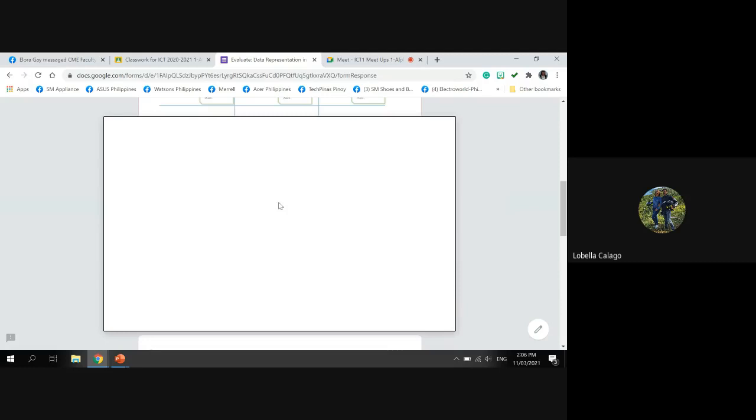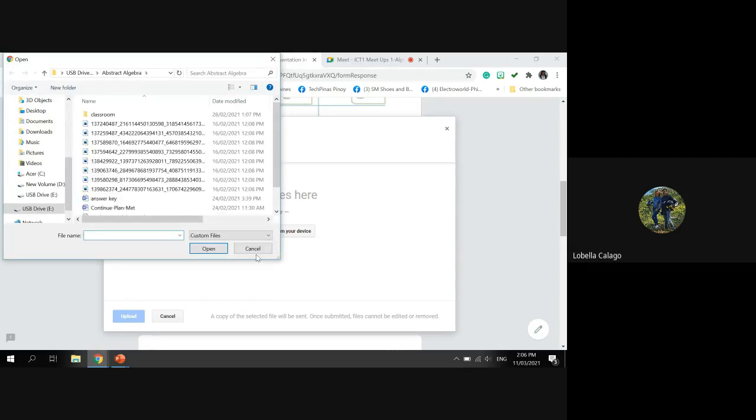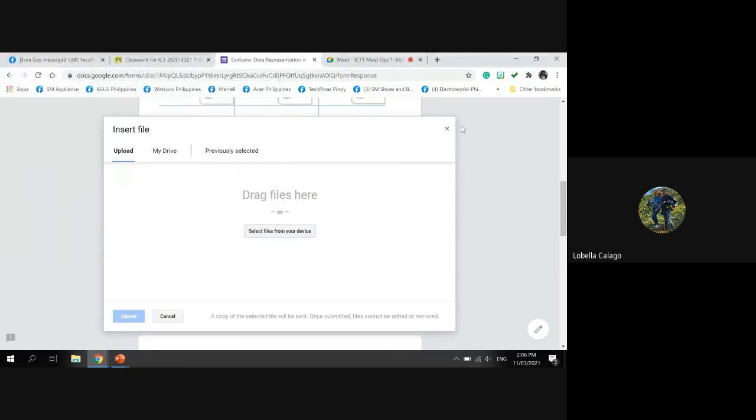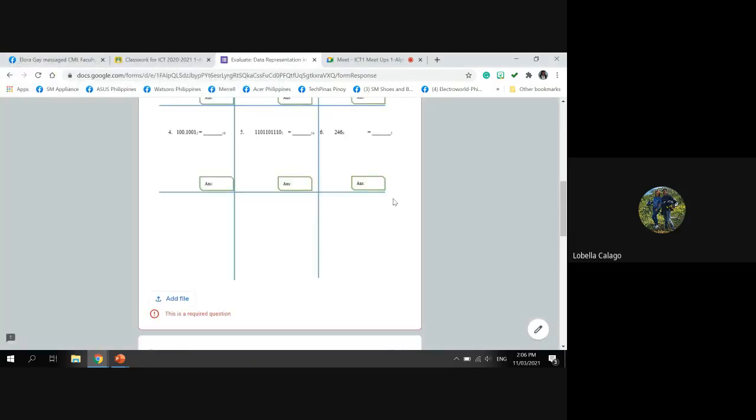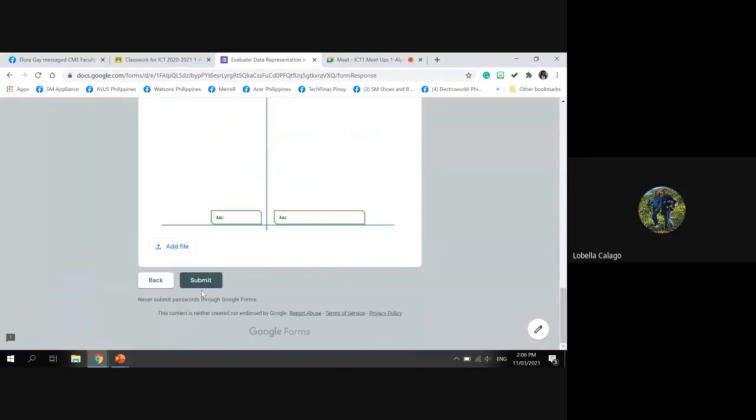Same procedure. Click the add file, then select your files from the device. Just be sure you take a picture of it and know your files. Maybe you sent a different file, and our answer would be wrong. Okay? So, if you're done, then click submit.